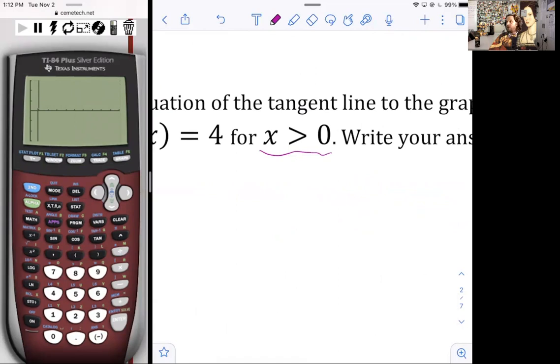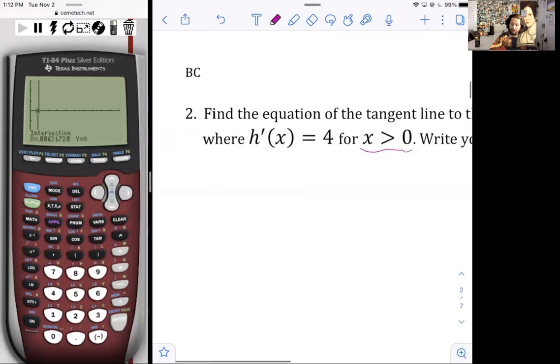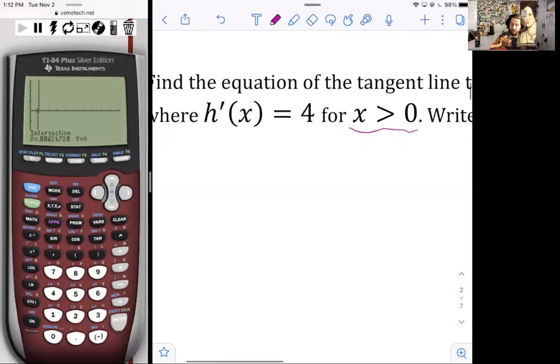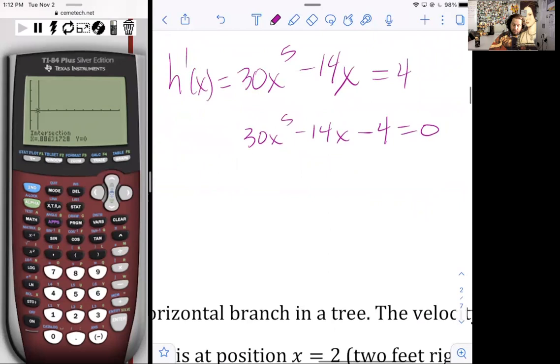So I did see it cross, right there between 0 and 10. So second trace, number 5, enter, enter, enter. And look at that. So here's the deal. I get x equals 0.886.